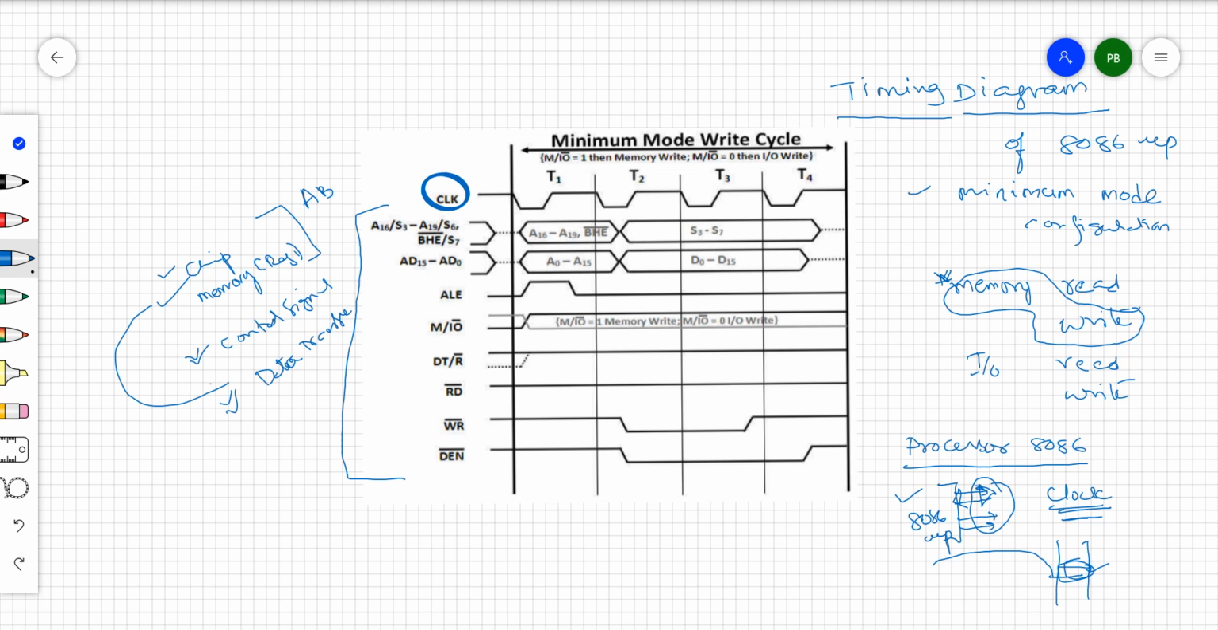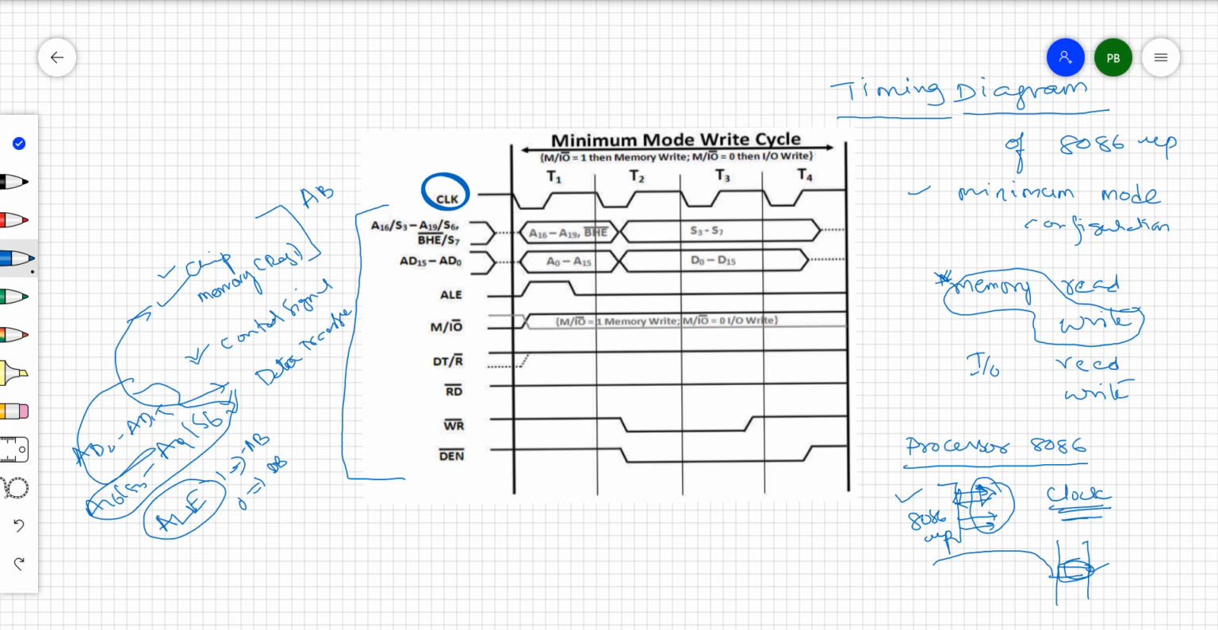For addressing as well as data, we have the multiplexed address lines AD0 to AD15, as well as A16/S3 to A19/S6. These 20 pins are used for addressing as well as the data bus. Demultiplexing takes place with the ALE signal, which we already discussed in the minimum mode configuration. If the ALE signal is high, it acts like an address bus. If it is 0, it acts like a data bus. Anyway, the control pins provide the control signals.